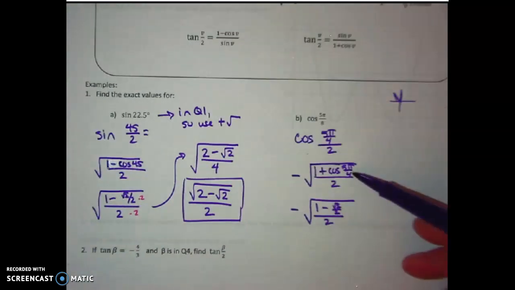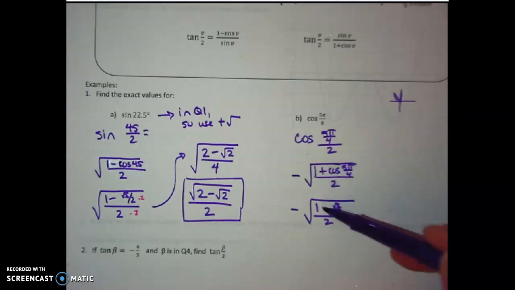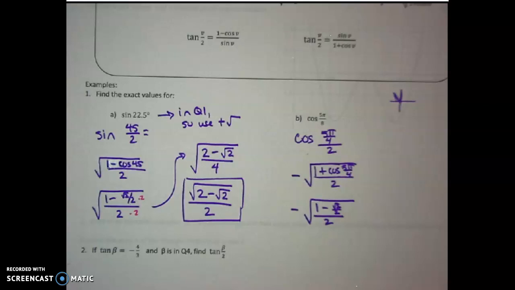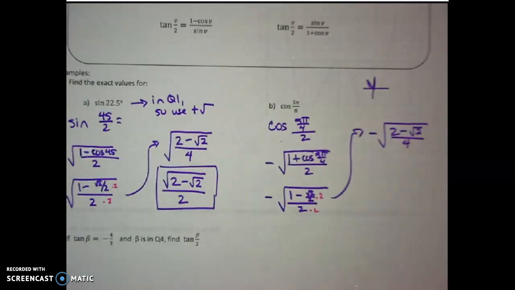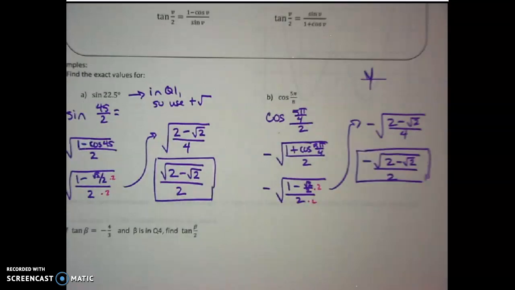The cosine of 5 pi over 4 is negative square root of 2 over 2, so that's why my sign changed. And again, get rid of your complex fraction, please. And again, I can take care of that 4 in the denominator of that square root. So one more step to simplifying this. And that's what you should have gotten for that.